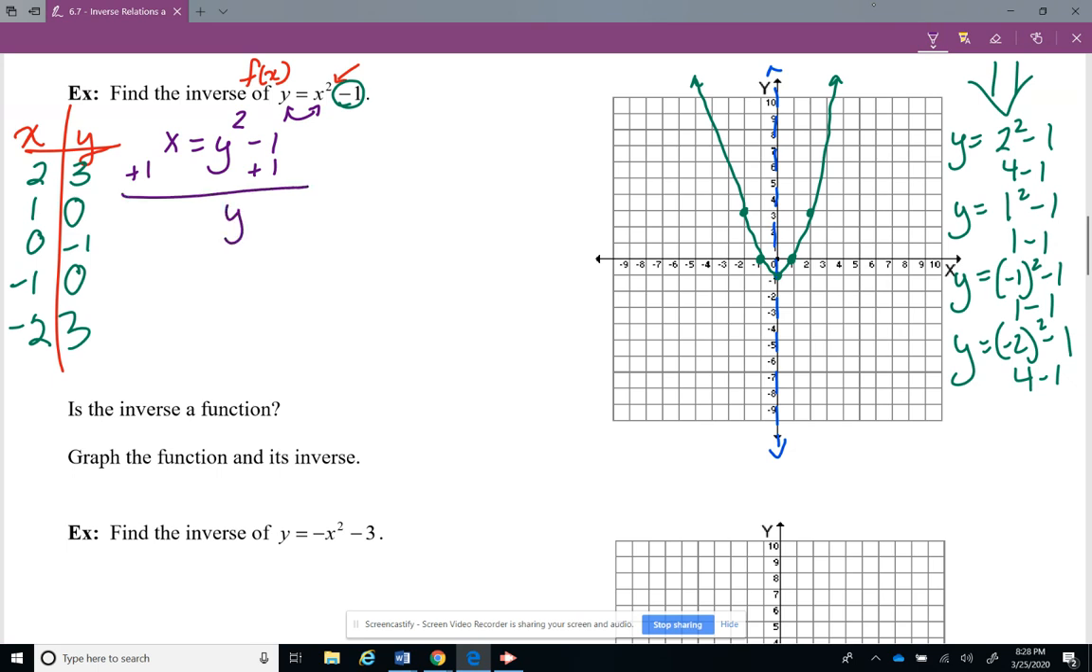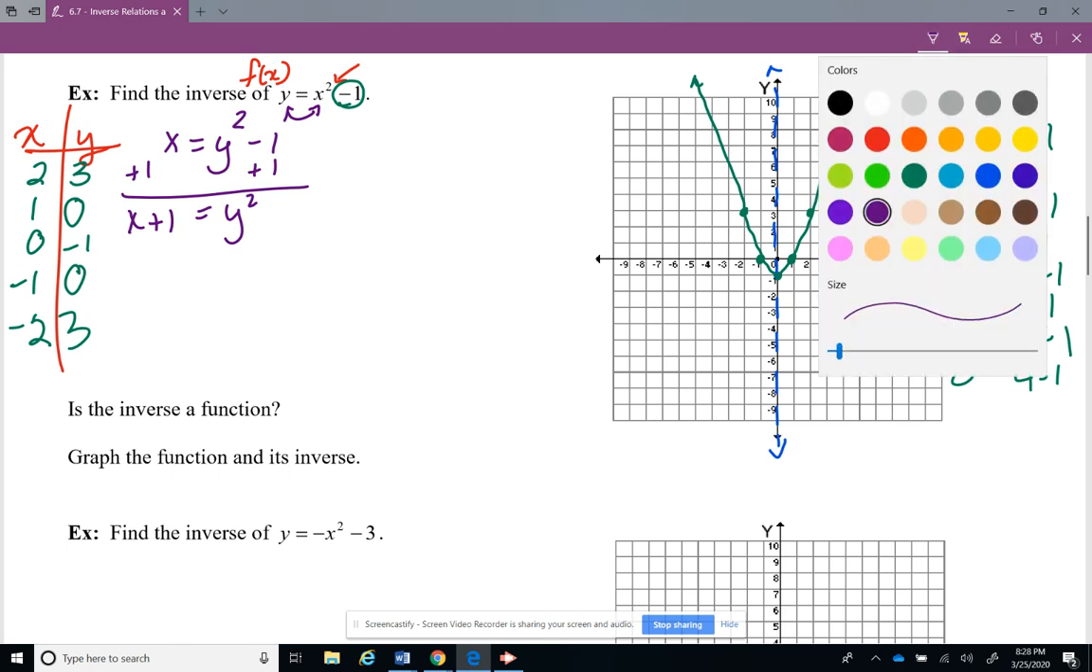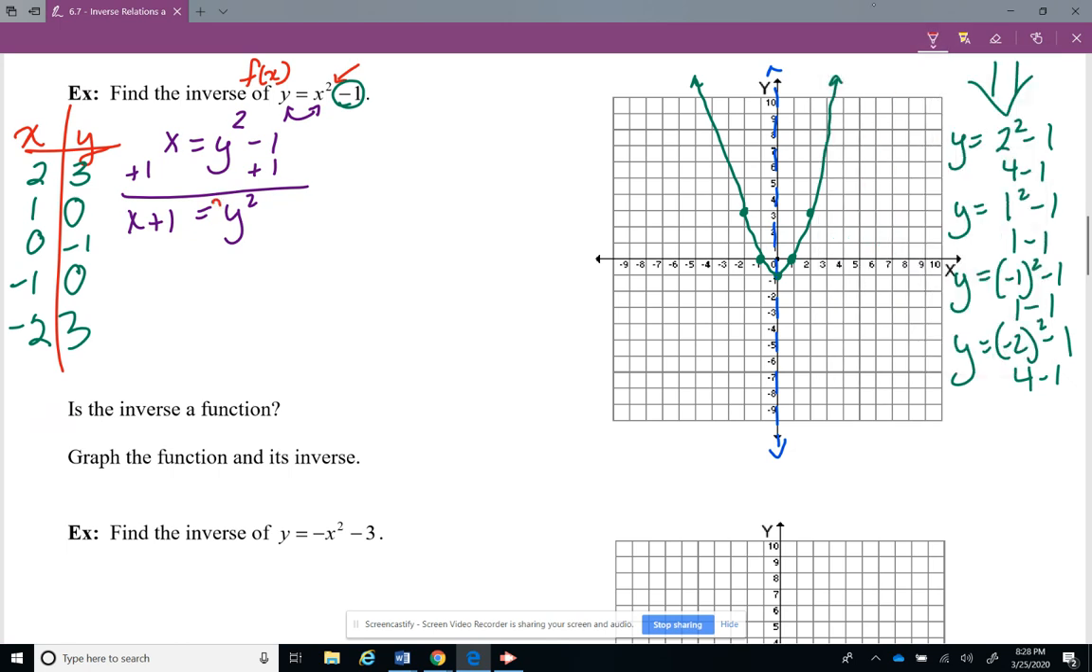So that's going to be y squared equals x plus 1. Okay, I've still got to get y by itself. So the opposite of squaring something is doing the square root of something. All right, so I'm going to do the square root in a different color. The square root of this side and the square root of that side. So that's going to be y equals plus or minus the square root of x plus 1.